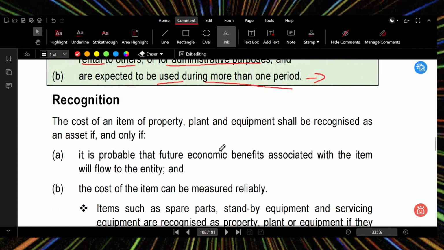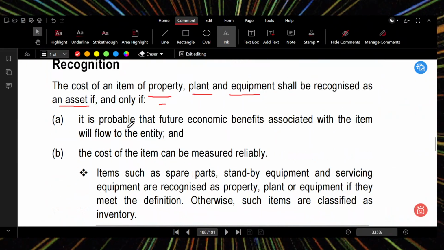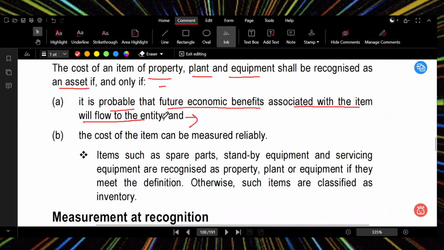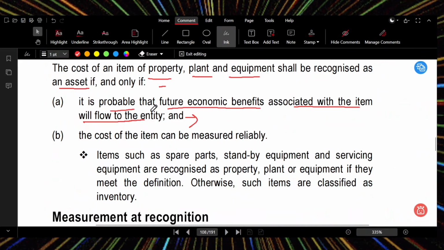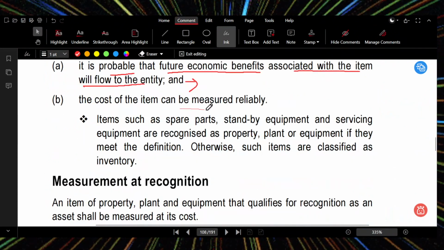Recognition. What is to be recognized? The cost of an item of property, plant, and equipment shall be recognized as an asset if it is probable that the future economic benefits associated with the item will flow to the entity. So if I invest, I should get a return out of it. Not only that, it should be probable to get the benefit in the future. That is the most important thing.